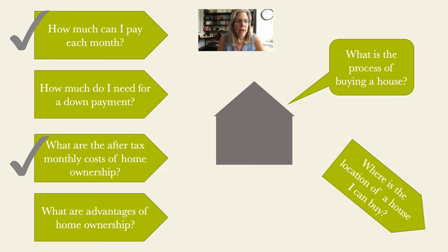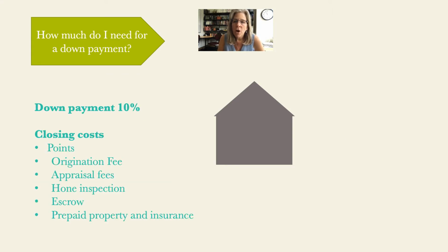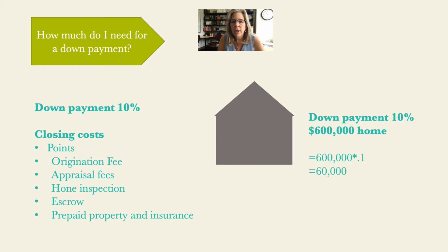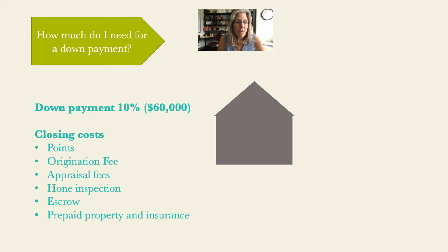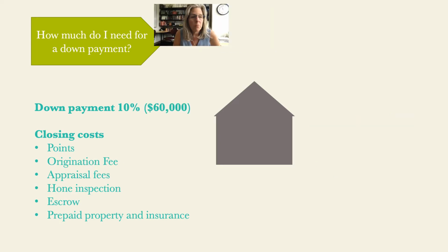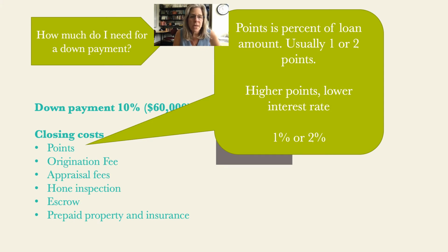So now we're going to look at how much we might need for a down payment. We talked about putting 10% down for your loan, and so what I assumed here is a $600,000 house with 10% down. So we need to have that much money up front. There are other fees, called closing costs, that you need to consider. One of the main ones is what's called points. Points are a percentage of the loan amount, usually 1 to 2%.